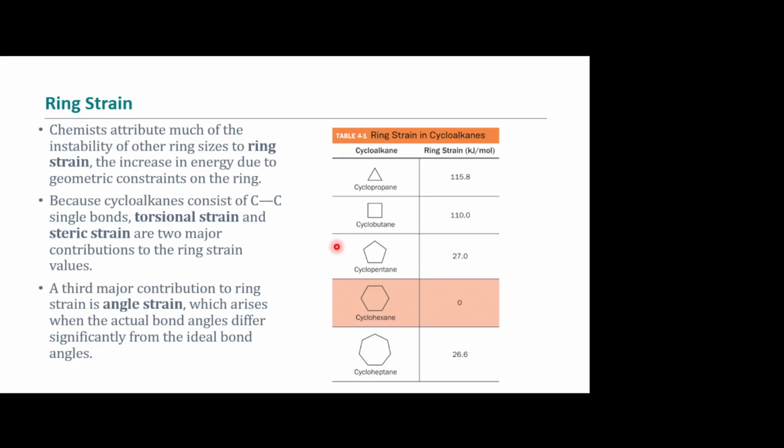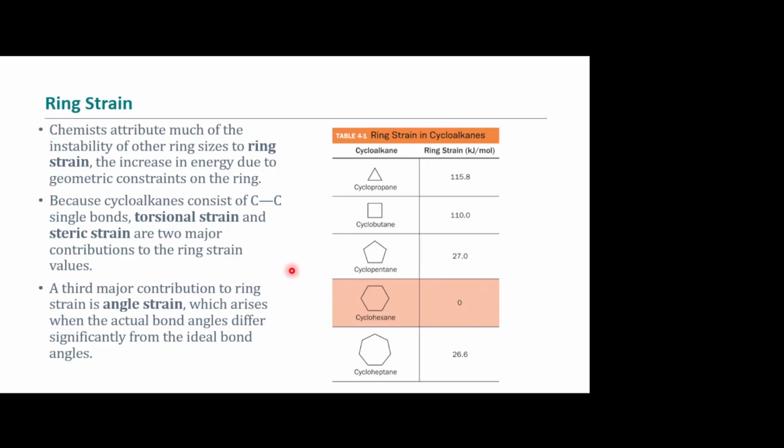Now, because the cycloalkanes consist of carbon-carbon single bonds, we also are going to get torsional strain and steric strain. These are going to be those two major contributions to the ring strain. We're kind of summing up those two contributions as ring strain. Now, the third major contribution to ring strain is actually going to be angle strain. This arises when your actual bond angles differ significantly from your ideal bond angles, and that's what I was mentioning before.